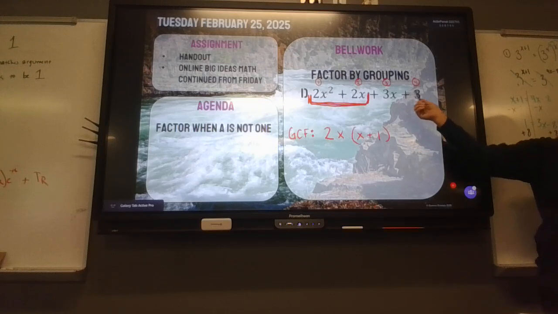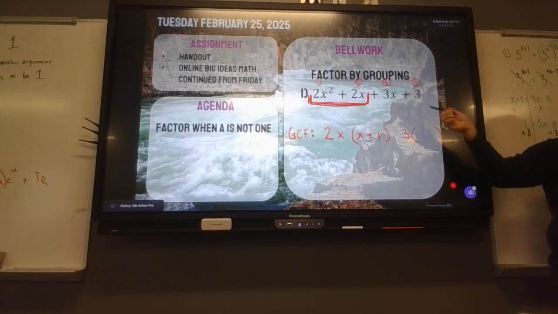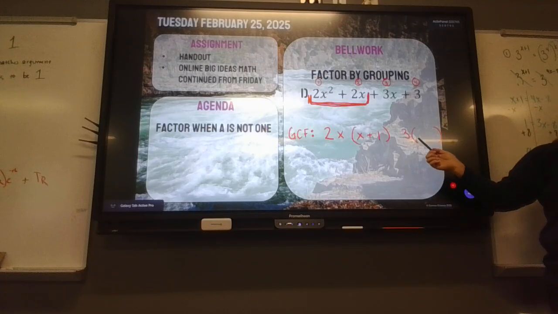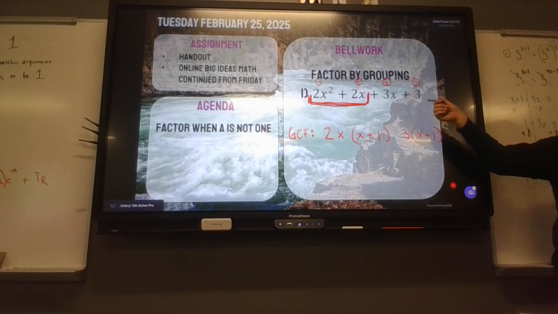So what can we pull out of these two? Then we can pull out 3x plus 1. So I'm going to take the 3 away from both of them. And what's left in parentheses is x plus 1. Oh, okay, I see it now. So it's not 3x, it's just the 3, if there's no x.